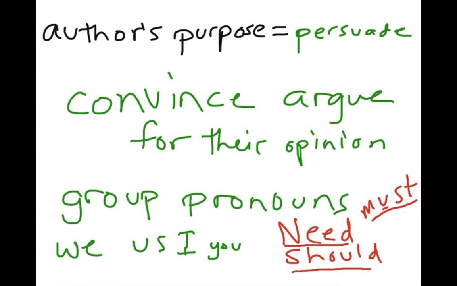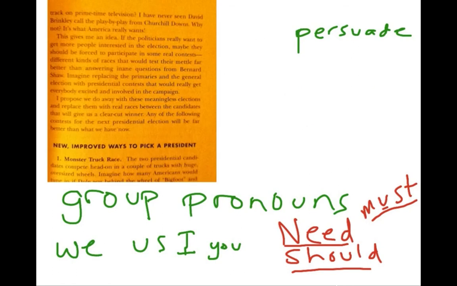So here's an example of a persuasive piece. Now in this persuasive piece, he's trying to convince you of better ways to pick a president than the way we do it. And if you look through very carefully, what you can see is, especially in this last paragraph here, there's a we. There's also pronouns like these and them. There's an us, and then another we. And again, you're looking for those magic words of must, need, and should.